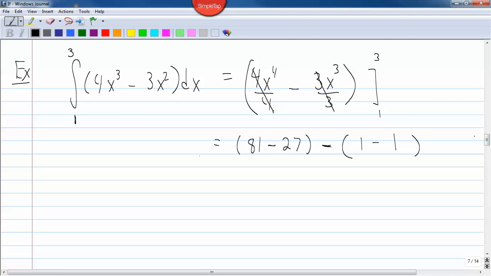Alright, so 81 minus 27, that's going to be 54 minus 0, so just 54.